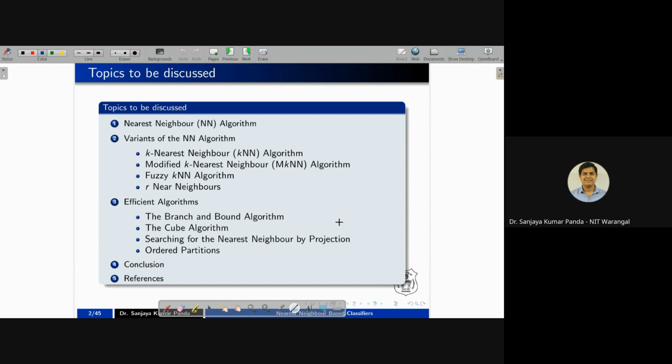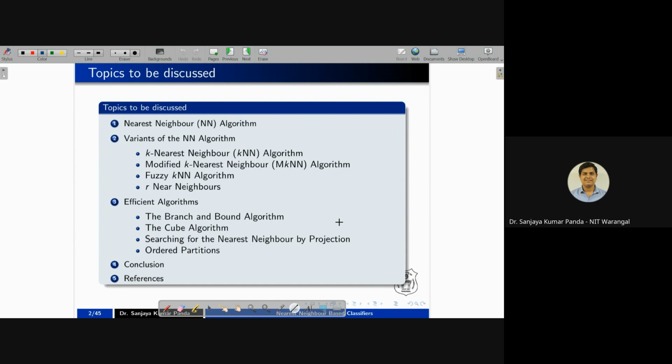We'll see the branch and bound algorithm, which is also referred to as a very popular algorithm in the field of computer science, and the cube algorithm, and searching for the nearest neighbor by projection and ordered partition. These are some of the efficient algorithms people have developed over other variants of the algorithm.